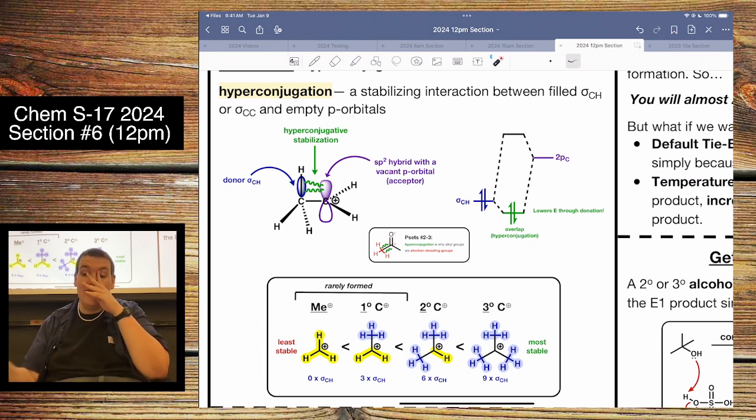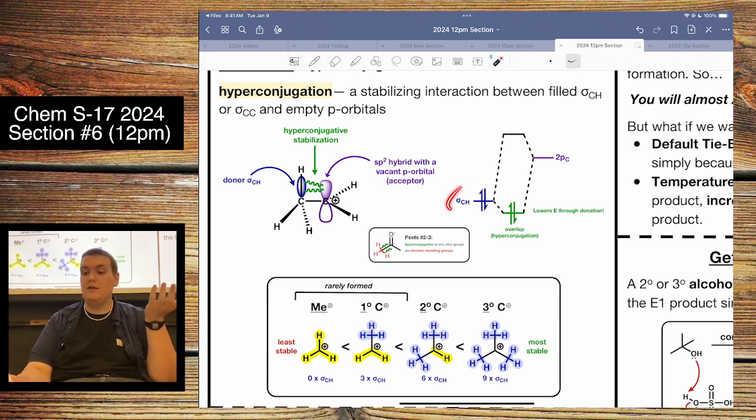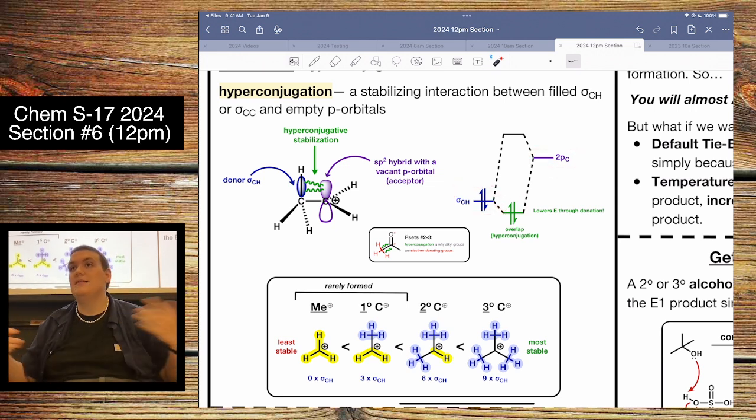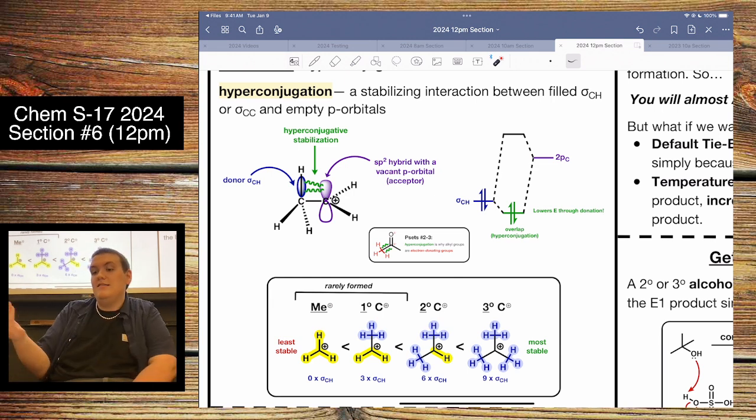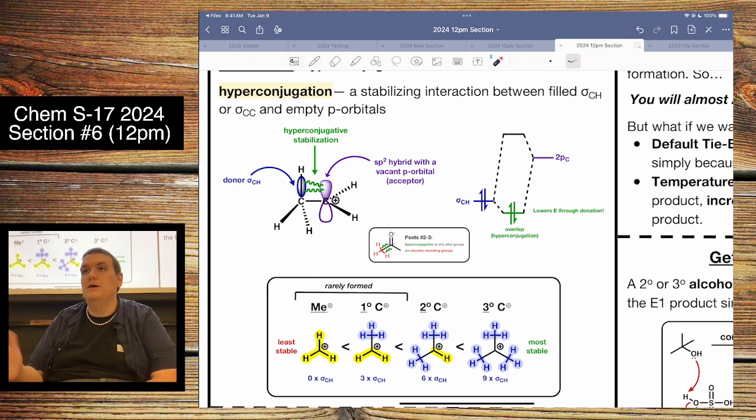Yeah, so it is a donation for MO theory. We can think about it as a donation from this sigma orbital into the empty p orbital, and there is some overlap, and it lowers the energy just like a bonding interaction. But it is much weaker than forming an actual bond. To really explain it requires physical chemistry, and it's a bit much.